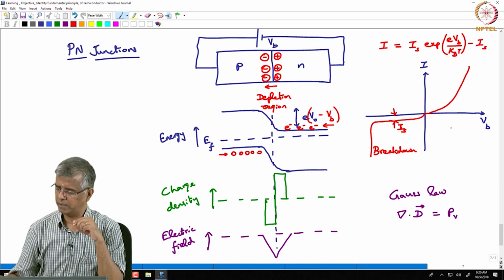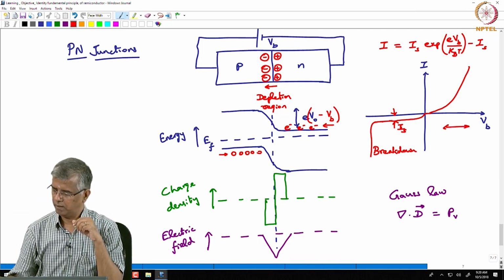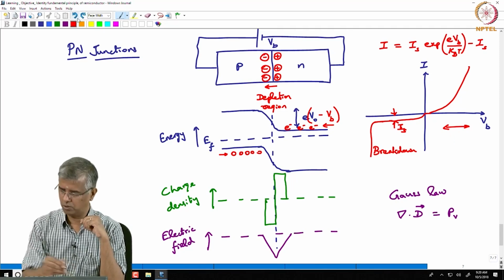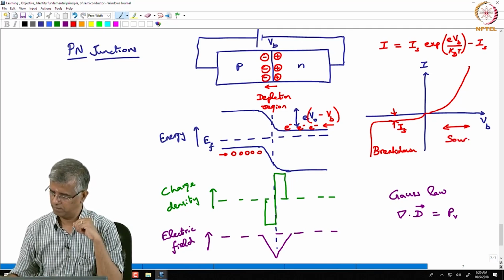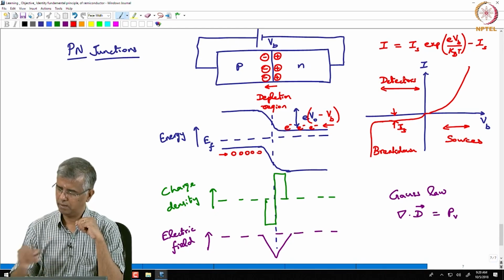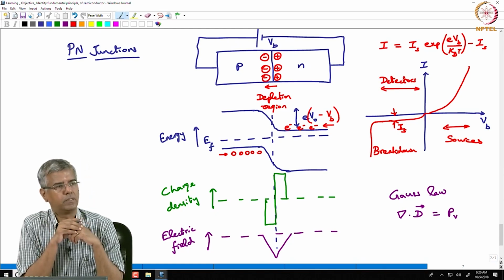So, in this region we will have all your sources operating, and we will see that all our detectors are typically operating in this region.